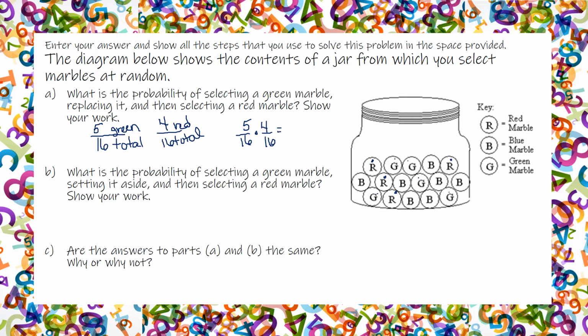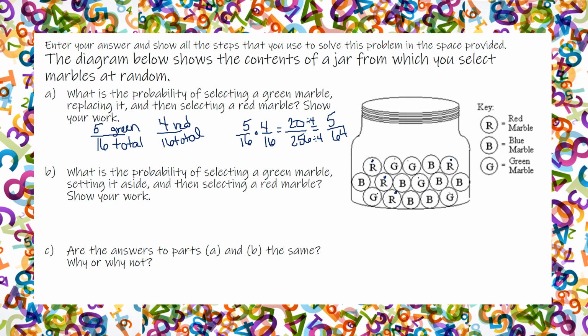So I'm going to multiply across the top. 5 times 4, that's 20. And 16 times 16, that's 256. I can simplify that down by 4. So 20 divided by 4 and 256 divided by 4. That'd be 5 over 64. So we're done with that one. We're going to go down to Part B.